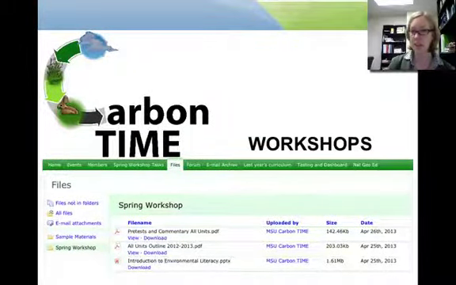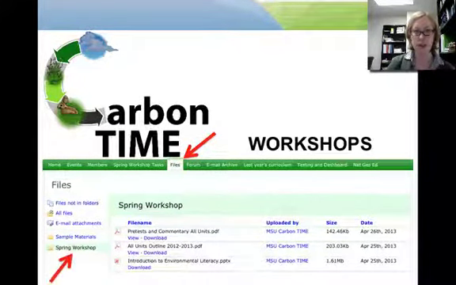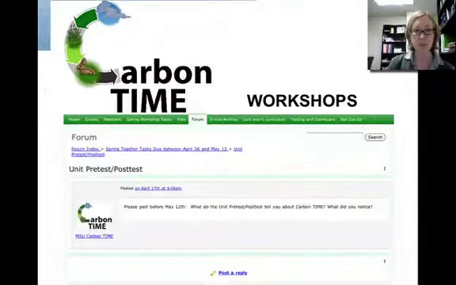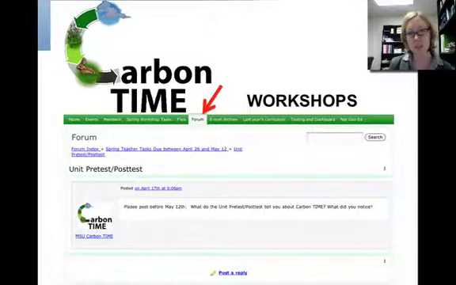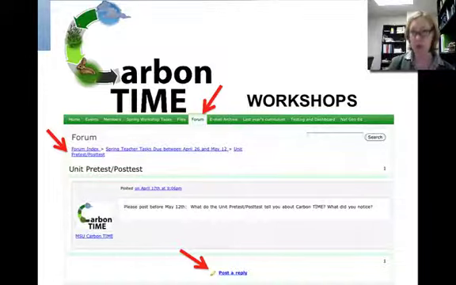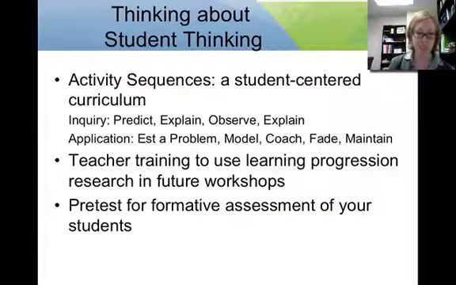Just in case anyone's having trouble, the place where all of these materials are is under the Files tab, Spring Workshop. You can click on it, and then you'll see the pretests and commentary PDF that you can download. Also, I just wanted to show a screenshot of where the discussion board is. This is the forum that I mentioned. Here's where you would post your response to the unit pre and post tests. You click on forum, then click on unit pretest post-test, and then to post a reply, you just click on post a reply. Okay, that's out of the way.